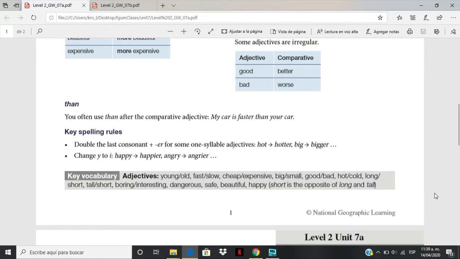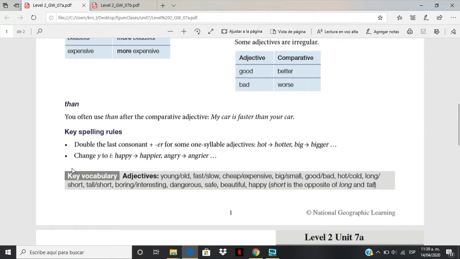We have to double the last consonant plus er for some words that have one syllable, one-syllable adjectives, like hot, hotter, big, bigger. But do you remember why we have to double this last consonant? Because we have consonant, vowel, consonant. Hot, consonant, vowel, consonant. Big. In those cases, remember we double the last consonant.